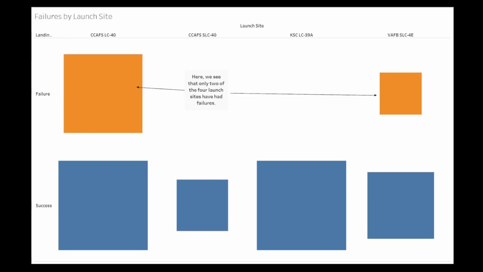Failures by launch site was an interesting one. Here, I realized that every instance of a failed landing resulted from one of these two launch sites, CCAFS LC40 and VAFB SLC 4E. Things were now narrowing down.